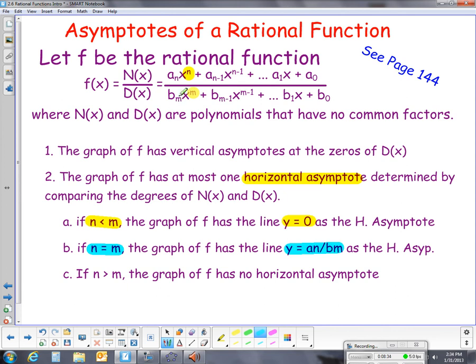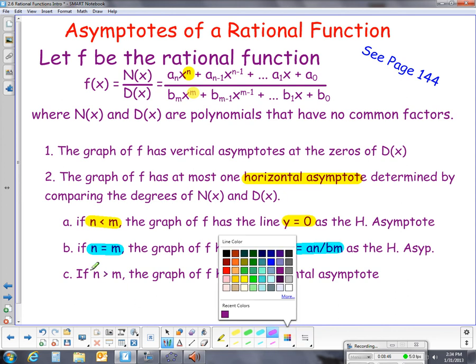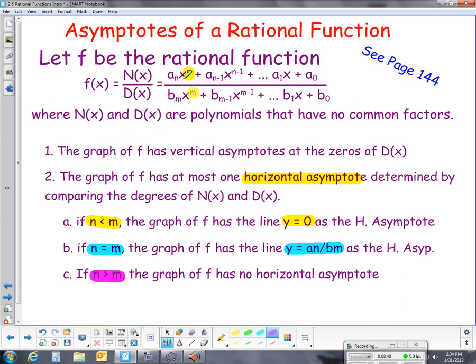So whatever the leading coefficients are, that fraction gives us a horizontal line, and that line is the horizontal asymptote if they are the same degree. Now, if n is greater than m, so the numerator is bigger than the denominator, then we have no horizontal asymptote. So those are the three cases.